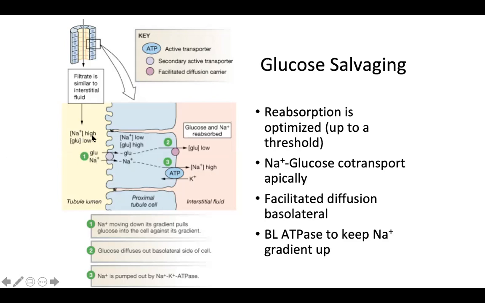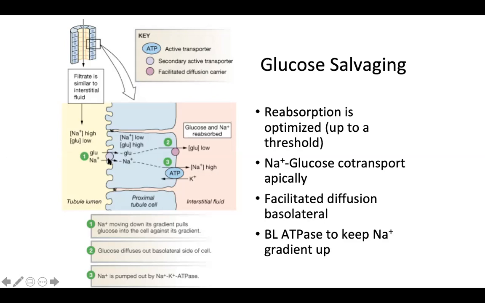So we have the sodium high, sodium low. That's just what we saw before. Now we have glucose in low concentration and glucose in high concentration. So glucose needs to move against its electrochemical gradient, right? So glucose actually should want to come out of the cell. Well, good news, it can't do that, because glucose is a very polar molecule. You need specific channels to let glucose go in or out.